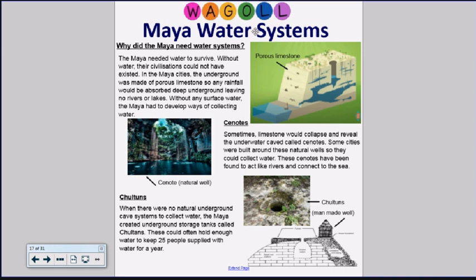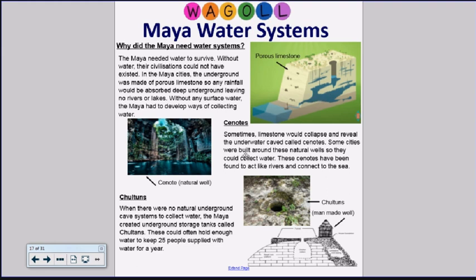So I've done a nice big title, and then I've done a subheading. Why did the Maya need water systems? The Maya needed water to survive. Without water their civilizations could not have existed. In the Maya cities, the underground was made of porous limestone, so any rainfall would be absorbed deep underground, leaving no rivers or lakes. Without any surface water, the Maya had to develop ways of collecting it. Okay, so just a nice paragraph explaining the ground that they had and why they needed water so much. And here I've included the image of that rainwater being absorbed straight up with the porous limestone and sitting underground.